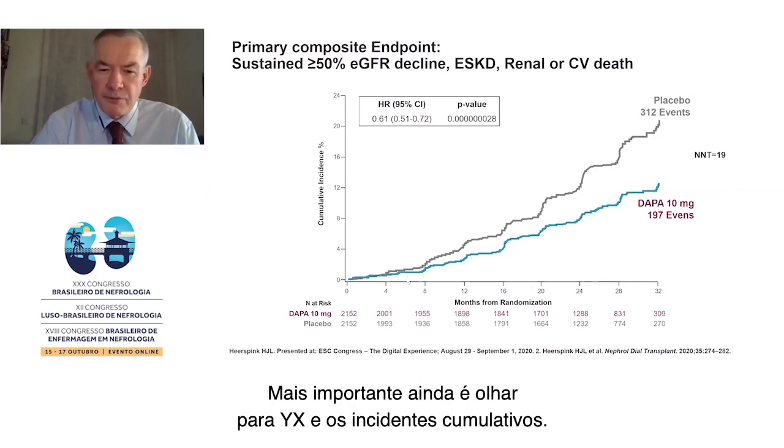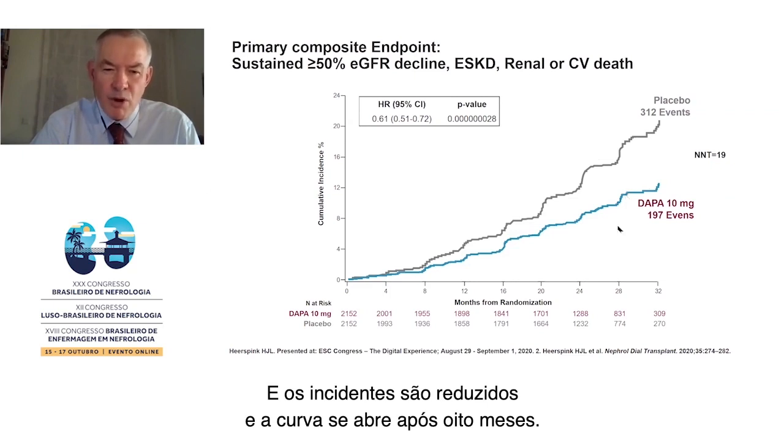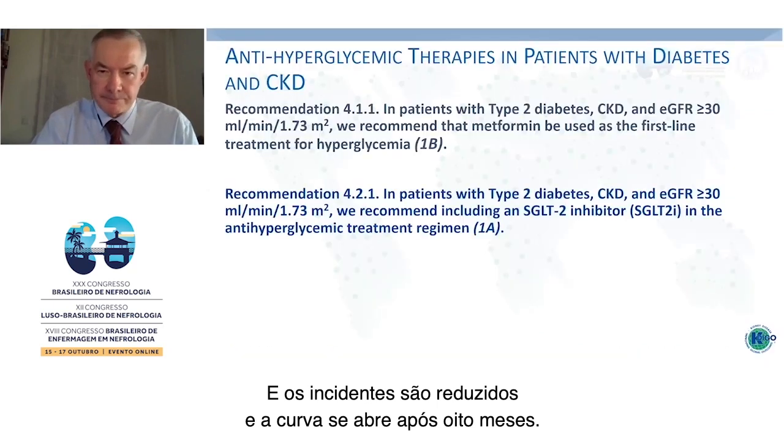More important, if you look at the y-axis and the cumulative incidence, it's not only a few, it's about 20%. Every fifth patient has an event, and this event is reduced prominently, and the curve is opening up after 8 months.